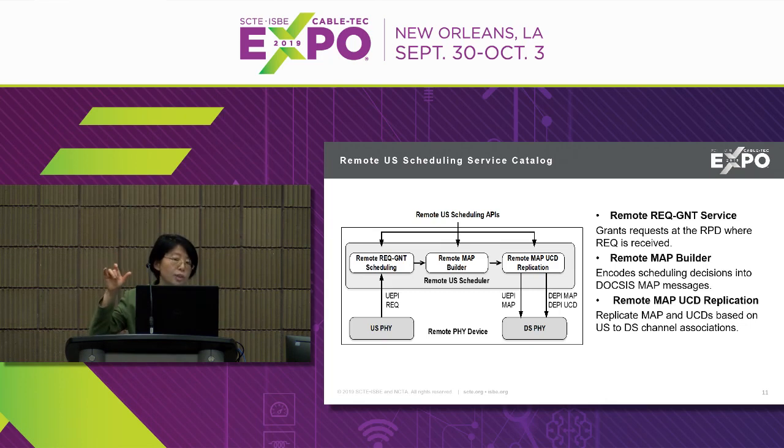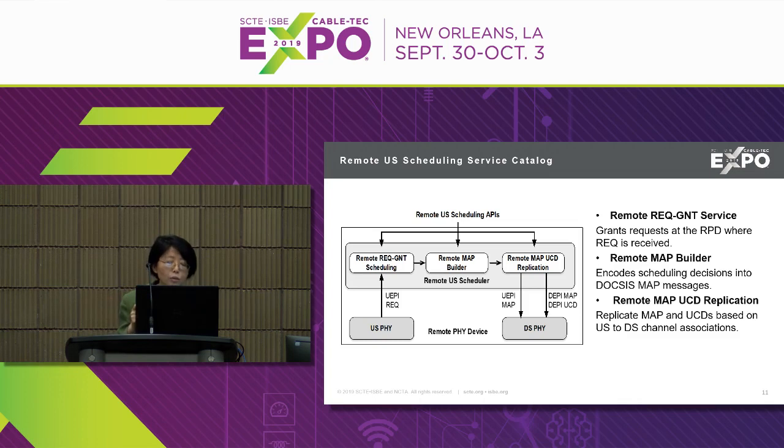Remember that there is still a scheduling function taking care of those non-latency sensitive applications, for example, ranging, probing, or any grant that doesn't need a bandwidth request, for example, UGS or PGS, those kinds of things, right? So it will be the remote map builder's functionality to translate those grant scheduling intentions into actual maps.